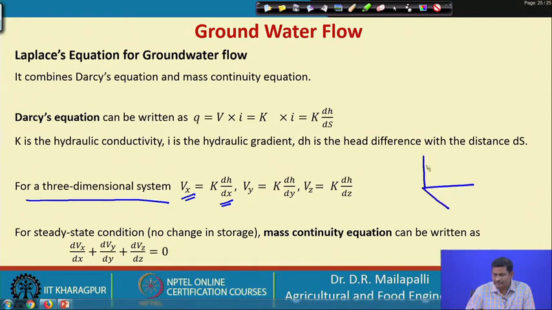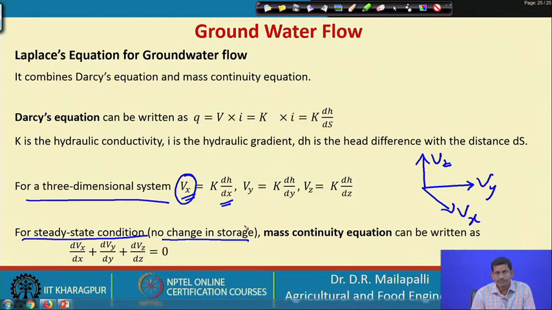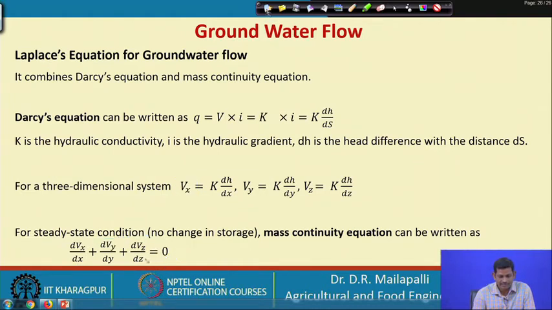So, this is Vx, Vy and Vz. In the three dimensional case, the flow in the x direction is K into dH by dx, which is also called a flux. Vy is K into dH by dy and Vz is K into dH by dz. For steady state condition, that means no change in storage, the mass continuity equation can be written as dVx by dx plus dVy by dy plus dVz by dz equals 0, because the change in storage is 0 in steady state.